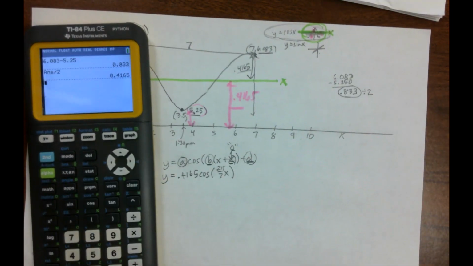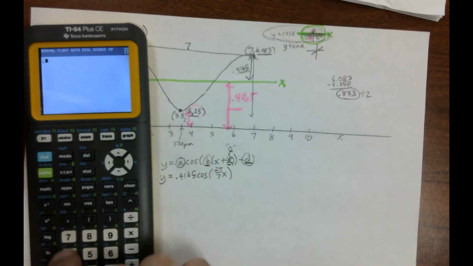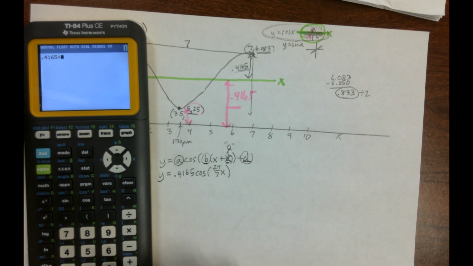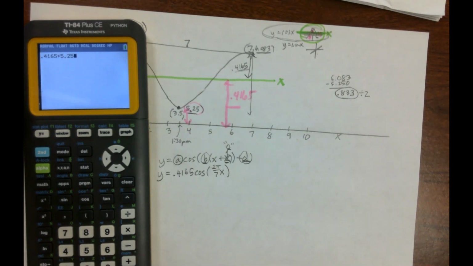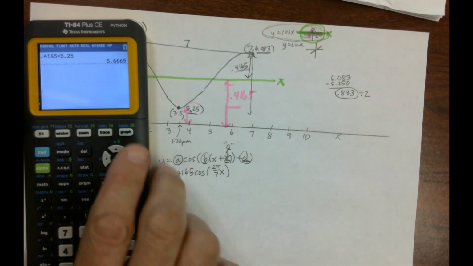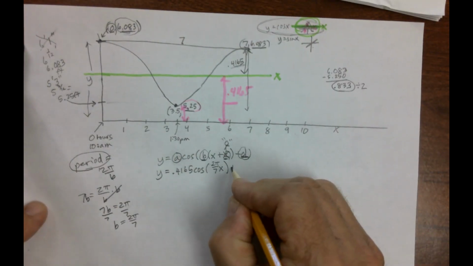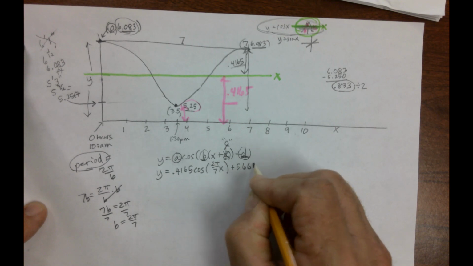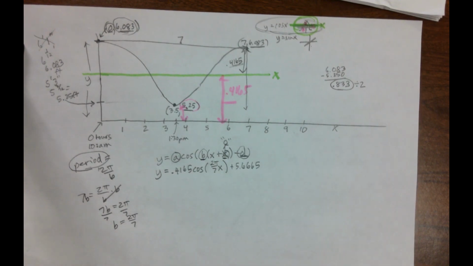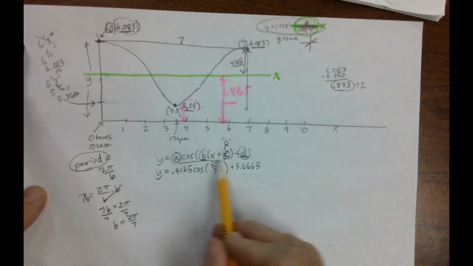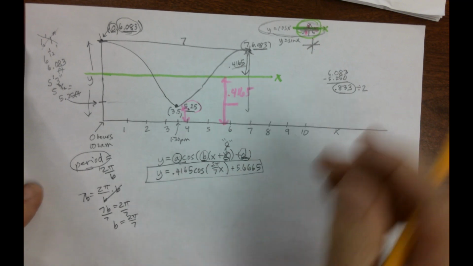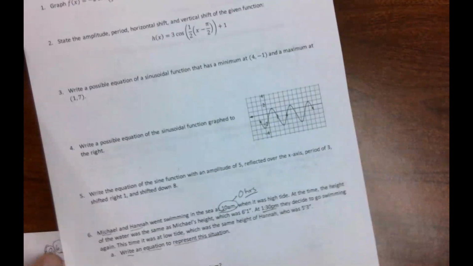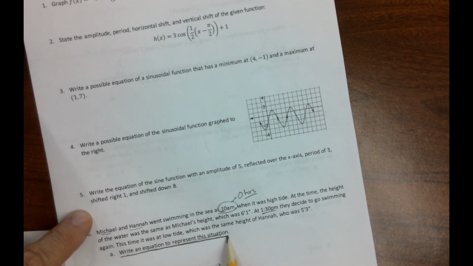Let's see if the calculator shows up. 0.4165 plus 5.25. Enter. 5.6665. So, 5.6665. All right. Well, there is our answer for part A, because it says, write an equation to represent this situation.